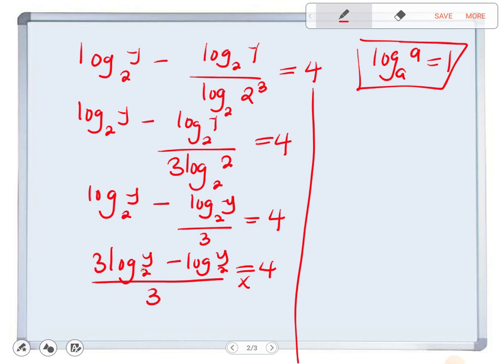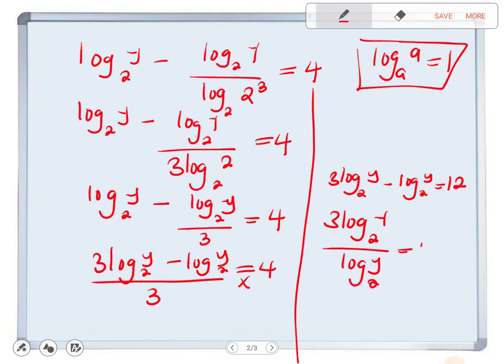So we have 3 log base 2 of y minus log base 2 of y. This one gives us 12 when we cross multiply. Now here we apply the quotient rule. If you want to, don't subtract, please. We apply the quotient rule. You know the quotient rule I'm talking about, right? So we divide because we are subtracting. So by the quotient rule, we have 3 log base 2 of y over log base 2 of y is equal to 12.